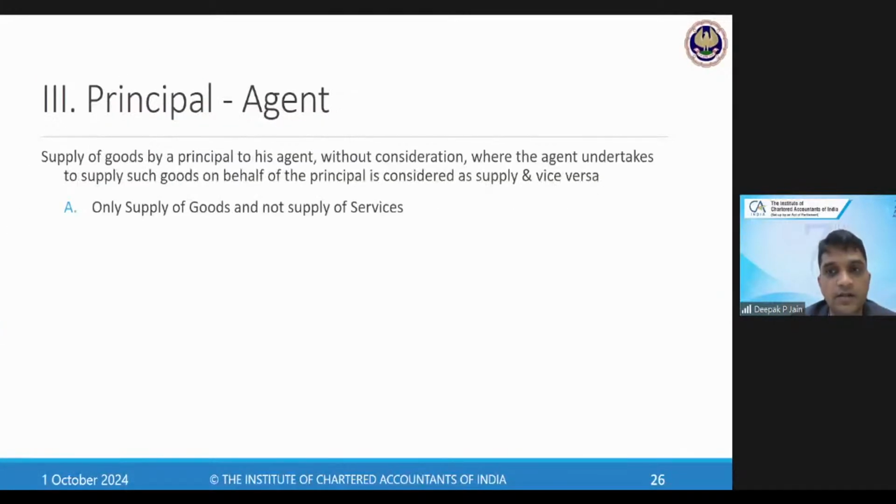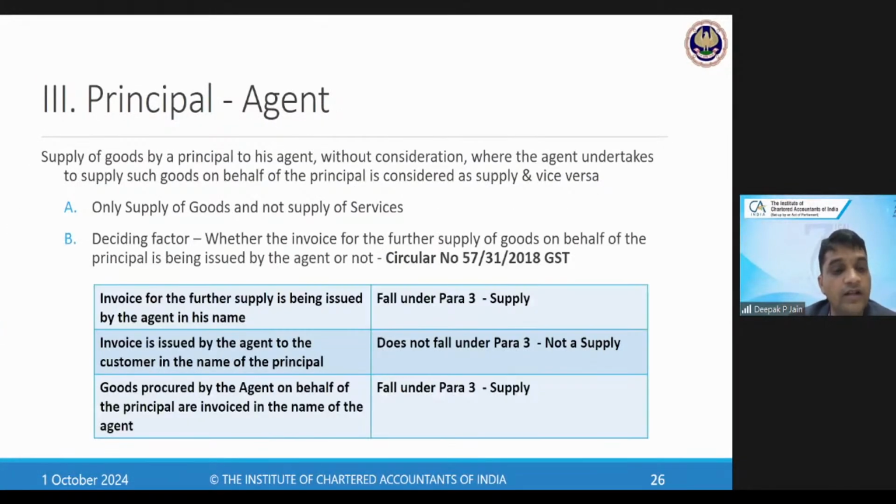Next is principal to agent. Now, when is principal to agent liable to GST? When you supply goods by a principal to his agent without consideration, where the agent undertakes to supply such goods on behalf of the principal. When the agent is undertaking to supply goods on behalf of the principal, it is considered as a supply, not otherwise. Here, it includes only supply of goods and not services. Now, to clarify, the deciding factor is whether the invoice for this further supply on behalf of the principal is being issued by the agent or not.